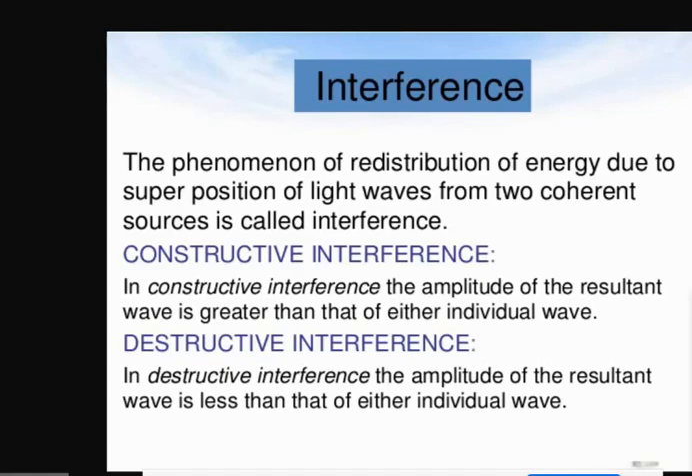We're here looking at interference. I tried to find the best definition I could, but let's break down what this definition is really talking about. When does interference actually happen? It says that interference, a phenomenon, so it's something that happens naturally, of redistribution of energy due to the superposition of light waves from two coherent sources is called interference. What does that even mean?